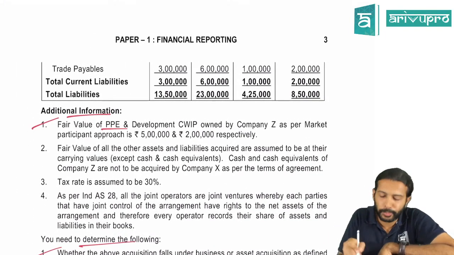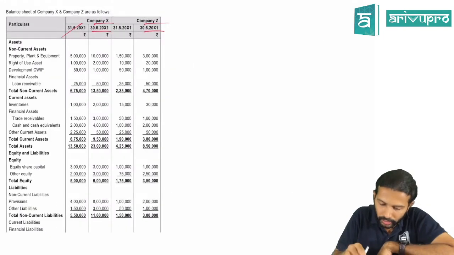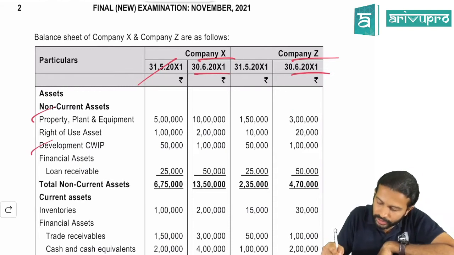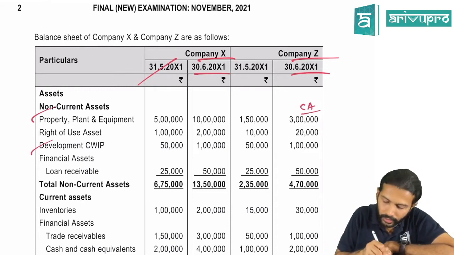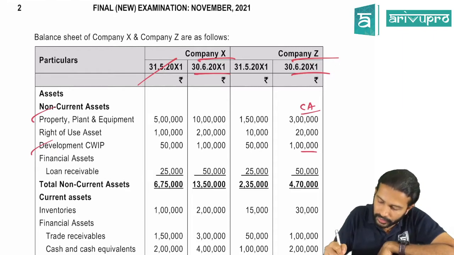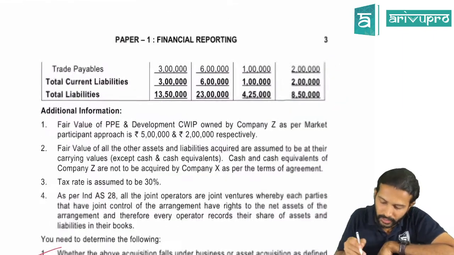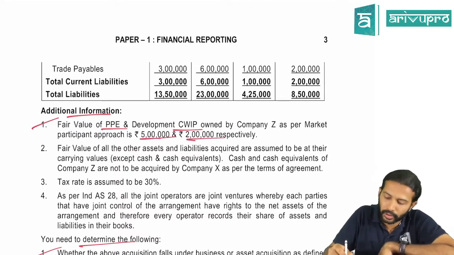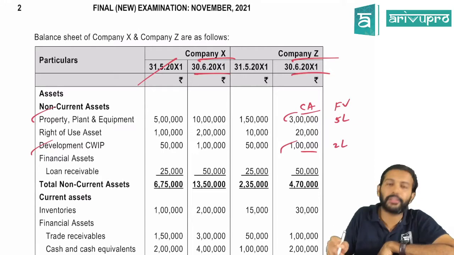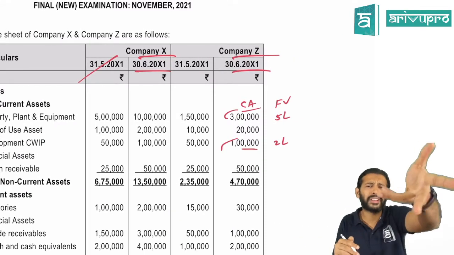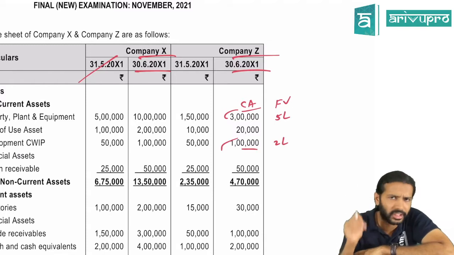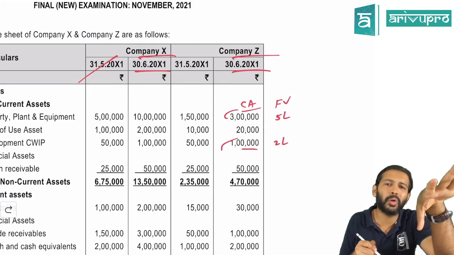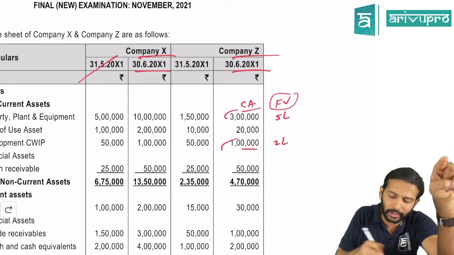The fair value of PPE and development capital work in progress. See here, PPE and development capital work in progress of Z. Given value is 3 lakh. This is our carrying amount. And this is 1 lakh for development work in progress. They've also given the fair value. The fair value of this PPE is 5 lakh. Fair value of development capital work in progress is 2 lakh. Since we already determined that the stake purchased is a business acquisition, in a business acquisition, are we interested in the carrying amount, or are all the assets reflected at fair value?